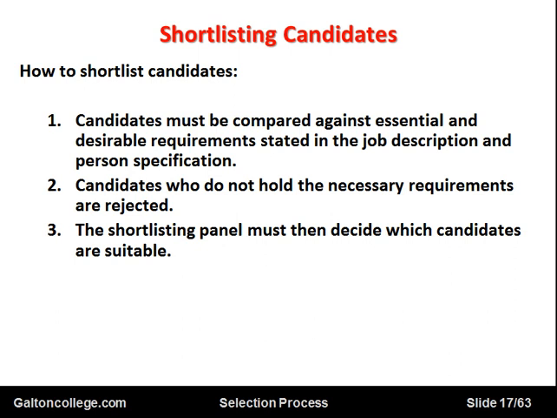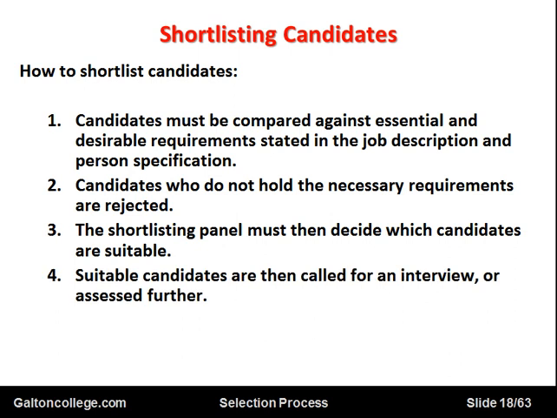The shortlisting panel must then decide which candidates are suitable. So having rejected the obvious applicants, the ones who are just trying but don't have the essential requirements, the shortlisting panel, perhaps 2 or 3 people who know the requirements of the particular job, some managers, may have a meeting and draw up a shortlist of the candidates to see who are suitable. The suitable candidates are then called for an interview and assessed further.